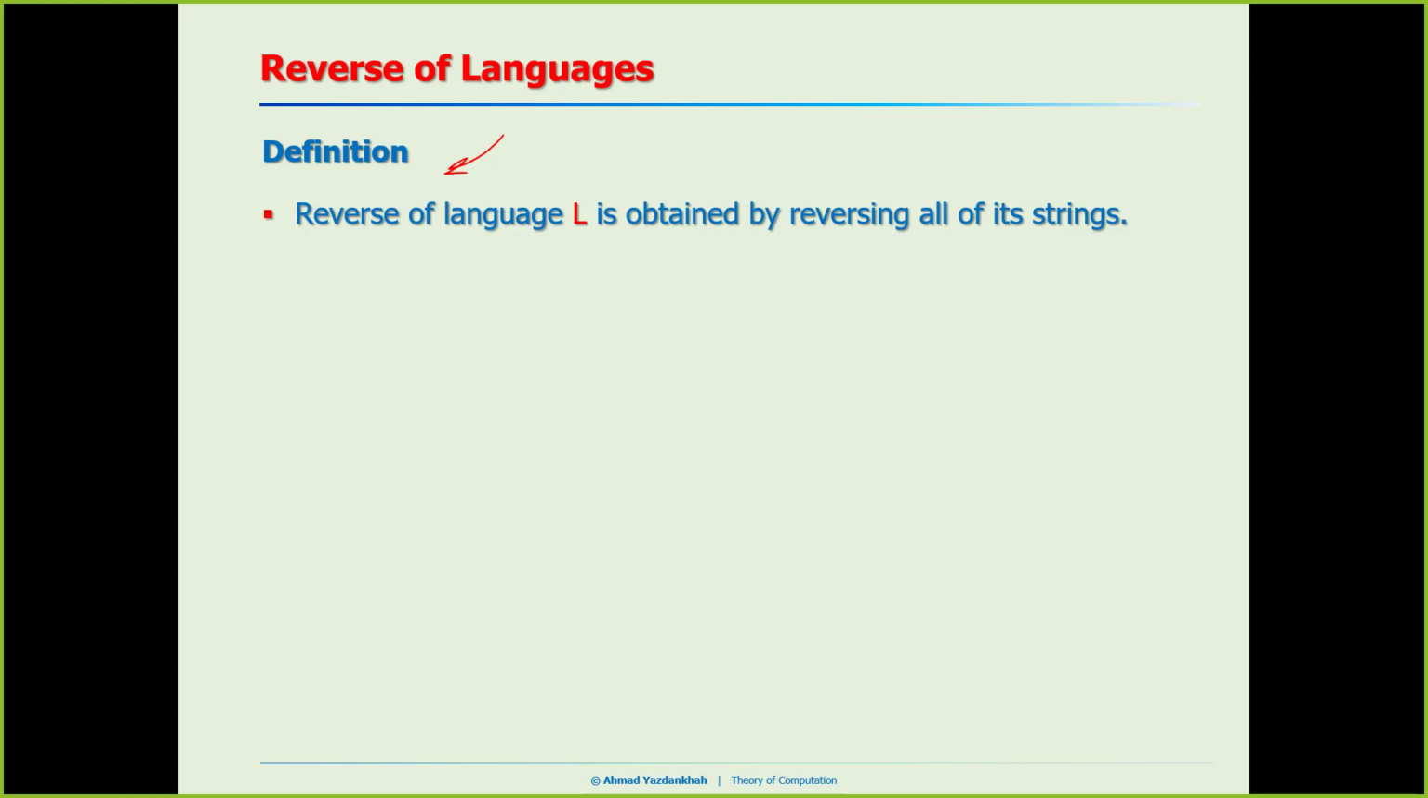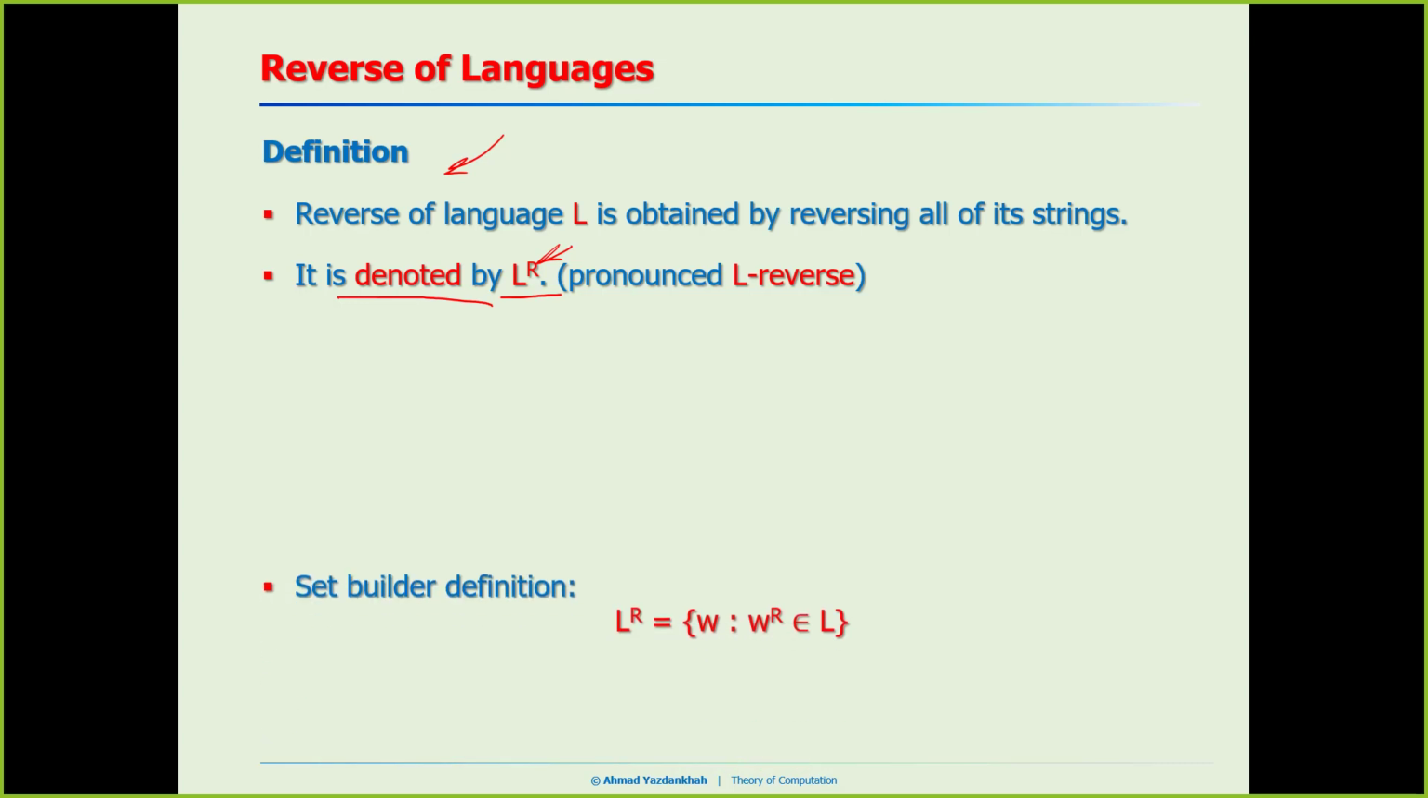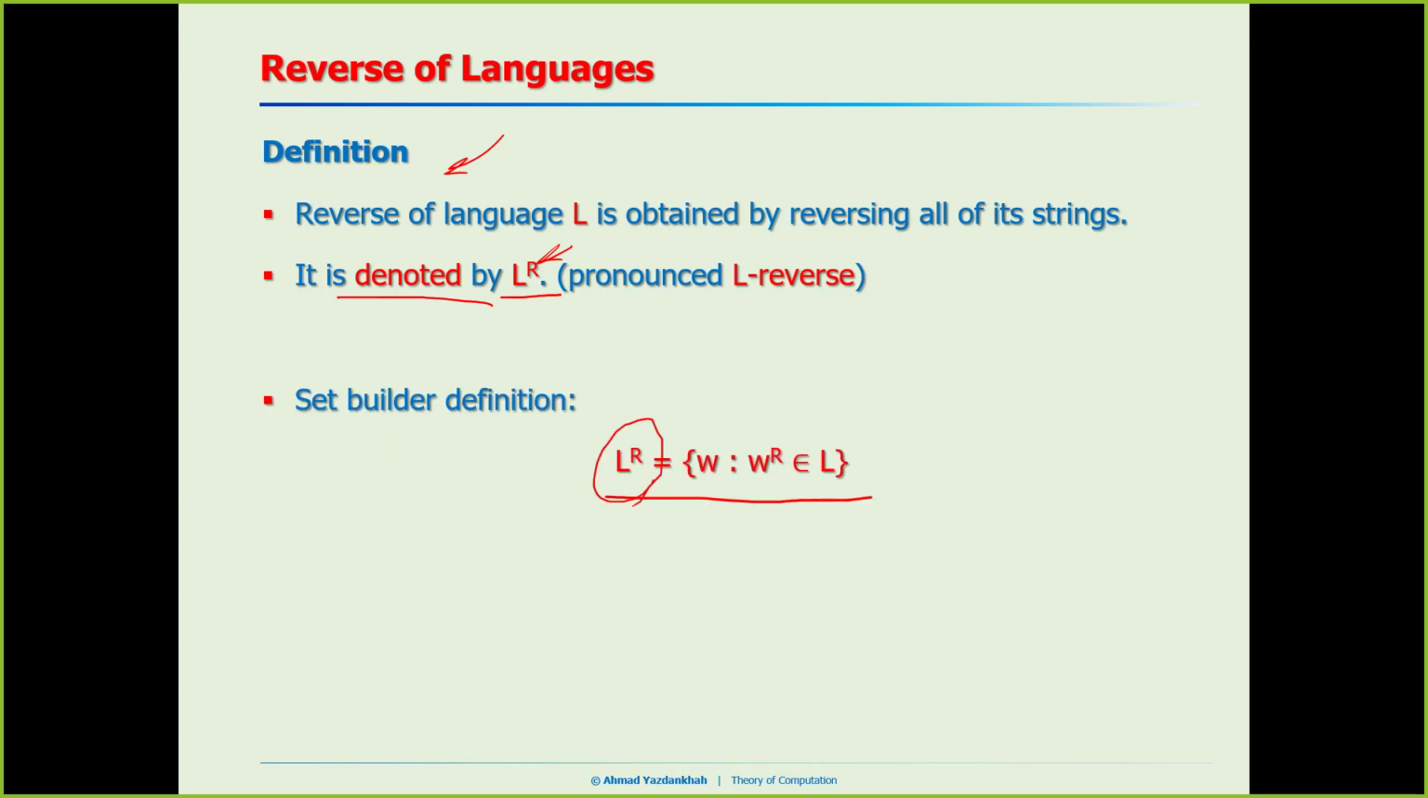To define the reverse of the language, we need just to reverse all of the strings of the language. That would be the reverse of the language. We denote this reverse as L reverse, like this, and the definition would be this. As a set builder, we define L reverse as this set builder. L reverse has some strings, W is a variable for the strings, right? Strings whose reverse belongs to L. So this is the definition of the reverse of a language.